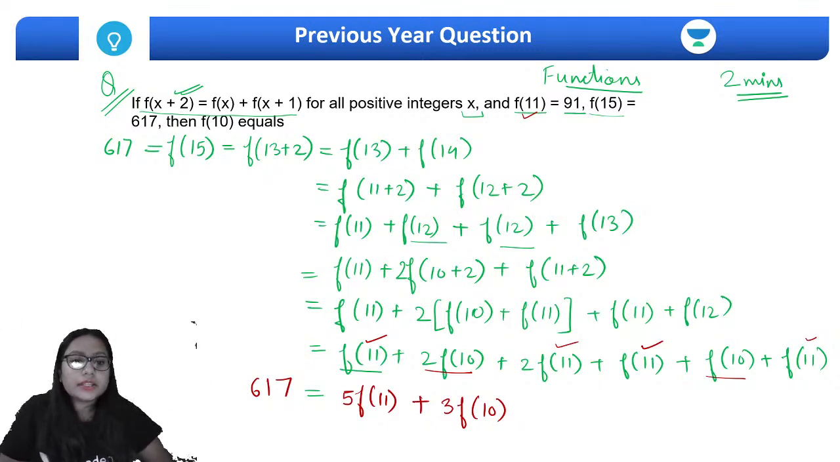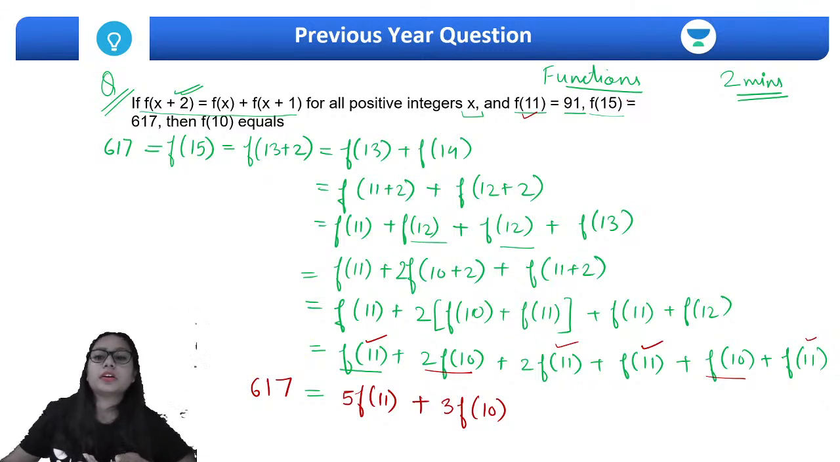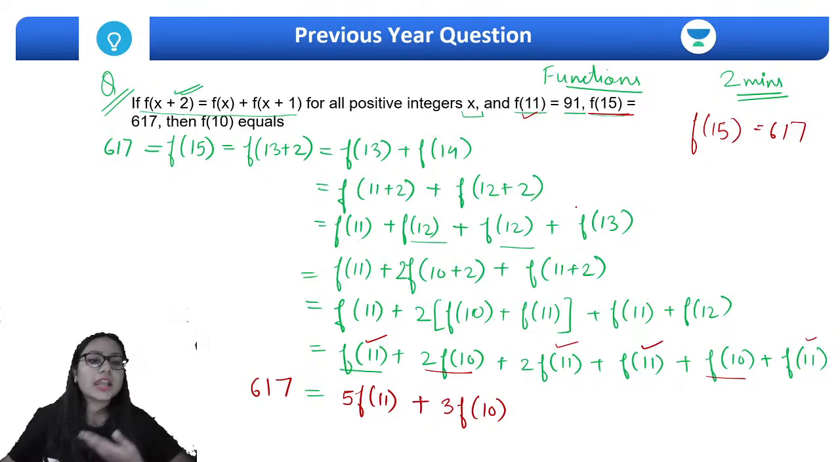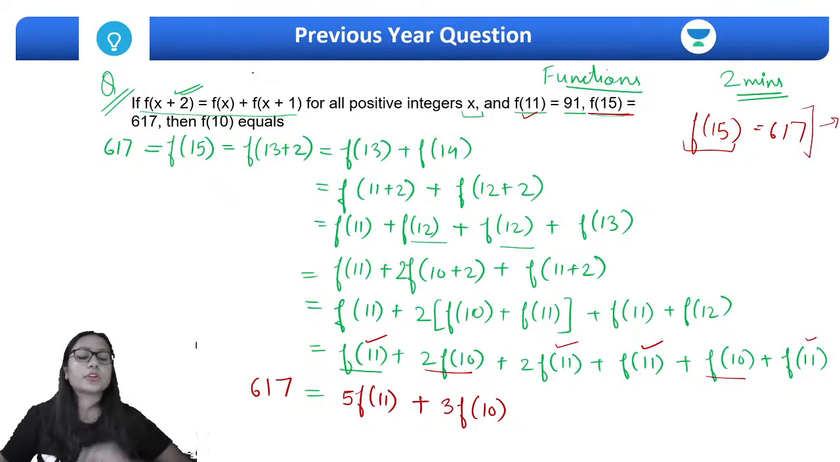Yes, we can start with f of 12 also. We can do it that way also. See, anyway, we know the value of f of 15 as 617, so in our calculations, we have to involve f of 15 somehow. If you want to start with f of 12, you can do it that way. But I would suggest that always start with a bigger number in case of pattern questions, because the bigger number always gets reduced to the smaller one. Okay, I hope I have answered your doubt.